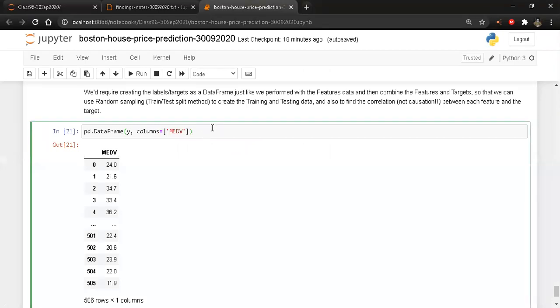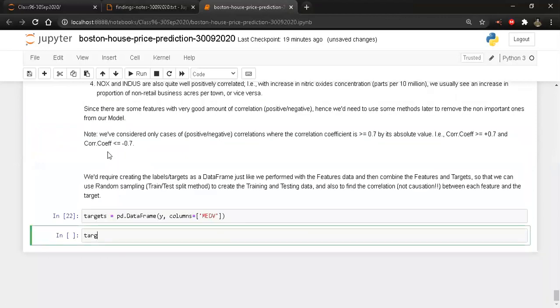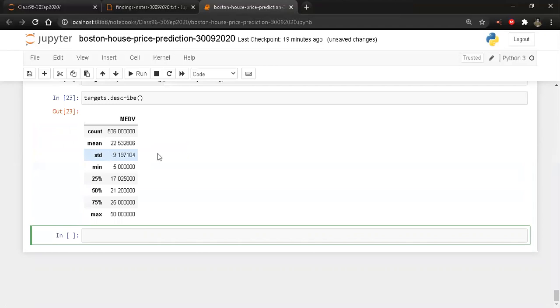Okay, so I am able to convert this into a data frame. I'm going to call this targets. I've just created a new data frame which is targets. Then in a new cell, I'm going to say targets.describe. It is very essential that we look into the statistical description of each and every variable, because then we will really understand what that variable is about.